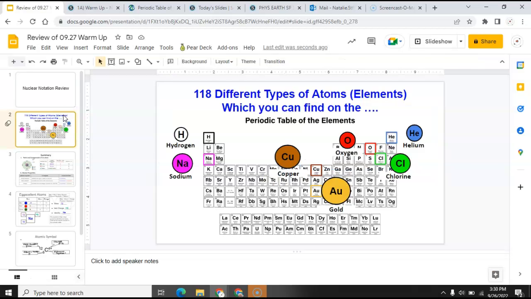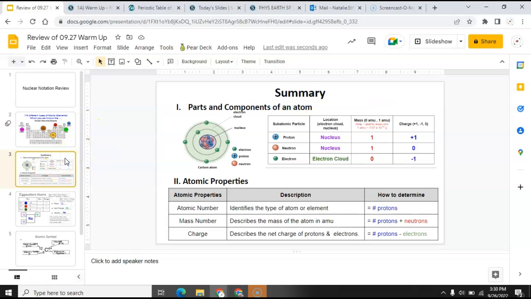So as you likely know, there's 118 different types of atoms. We call types of atoms elements that you can find on the periodic table. In the last few lessons we were exploring a bit about atoms. Some of the things that we learned is that atoms are made up of three things: protons, neutrons, and electrons. We call these three things subatomic particles. The protons and neutrons are found in the nucleus, which is in the center of the atom, and the electrons are found in the electron cloud, which surrounds it.